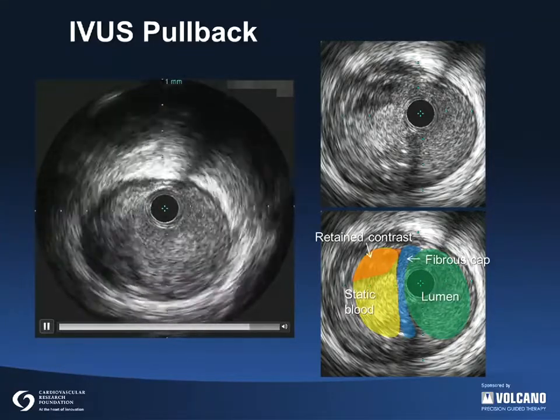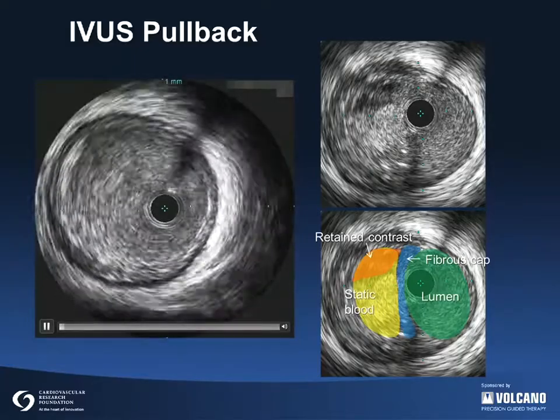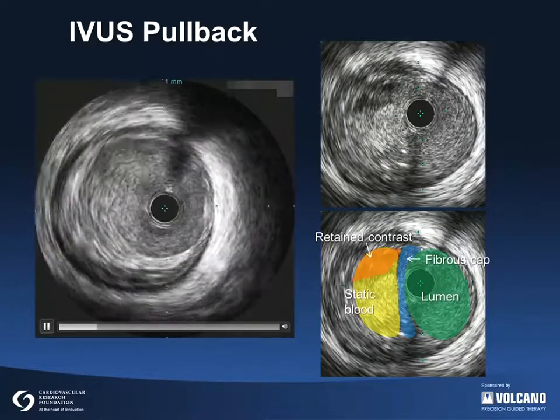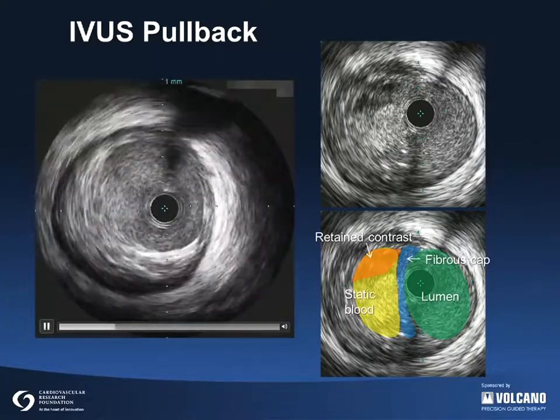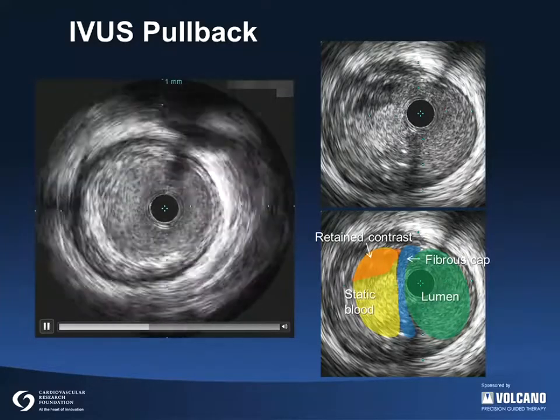These are illustrated in the still images on the right. The residual lumen is shown in green and the fibrous cap is shown in blue. Within the ruptured plaque cavity, there is hyperechoic static blood shown in yellow and retained contrast shown in orange.